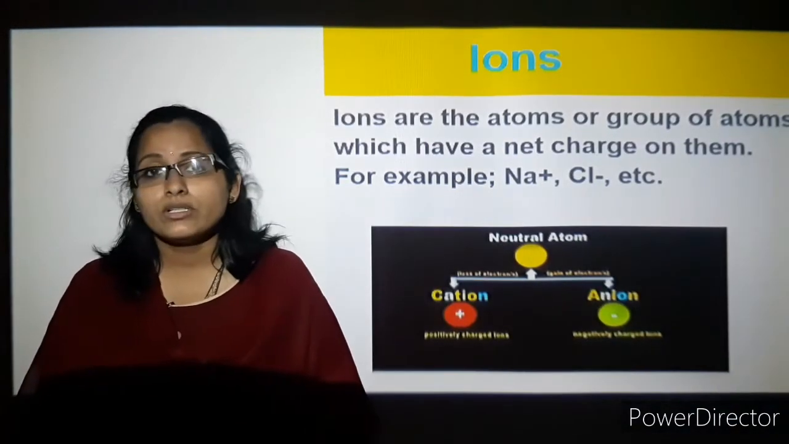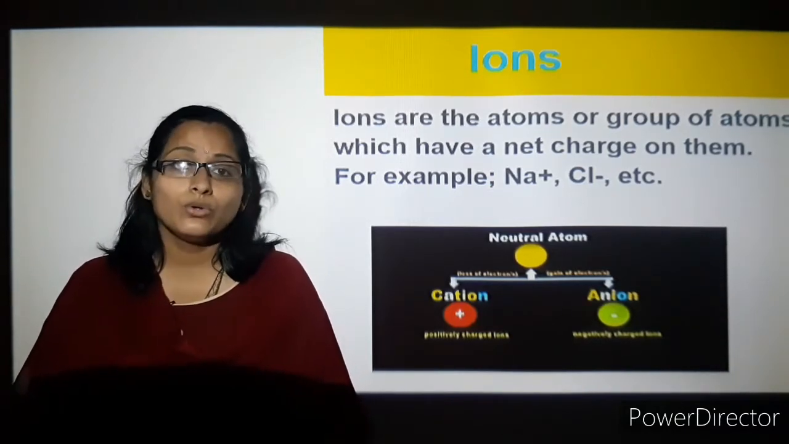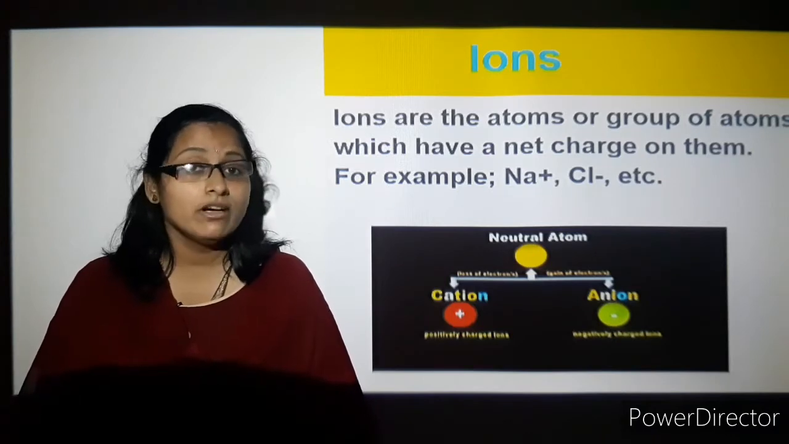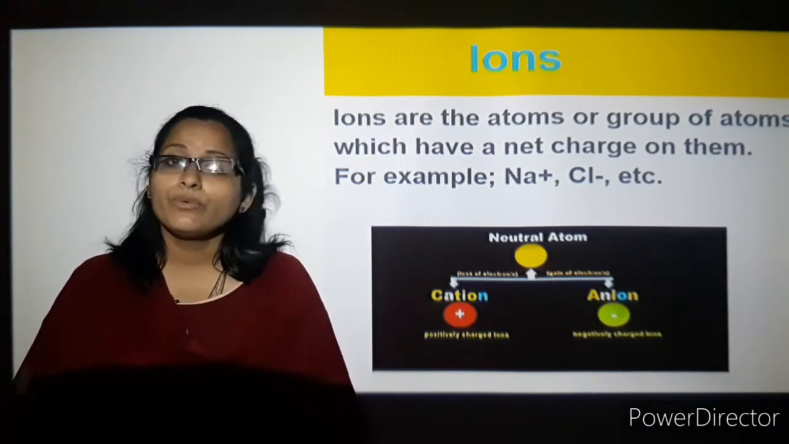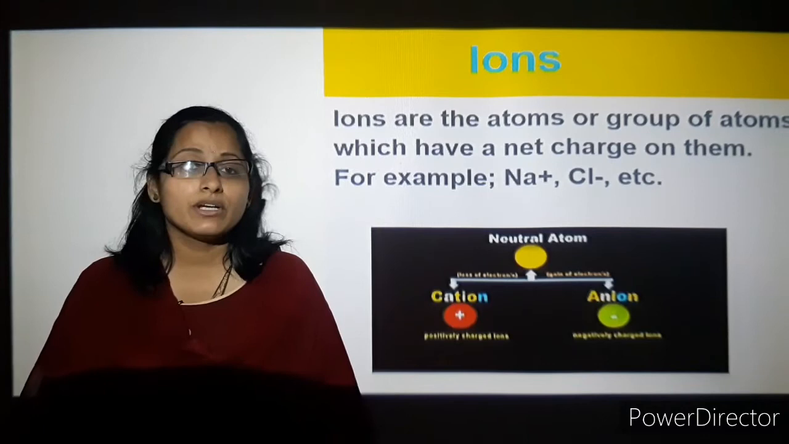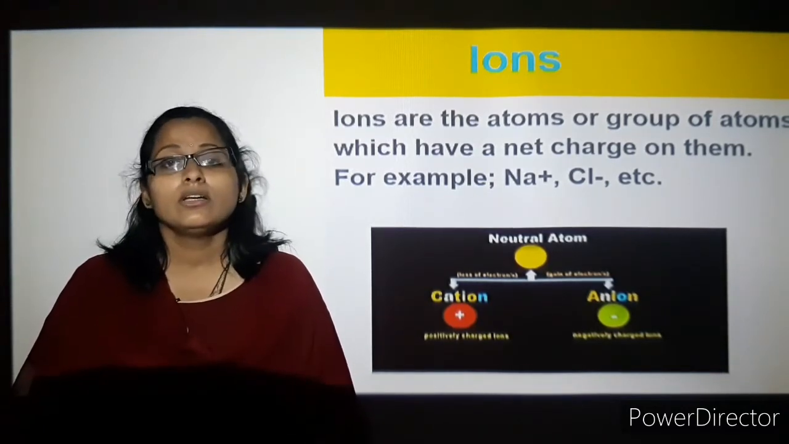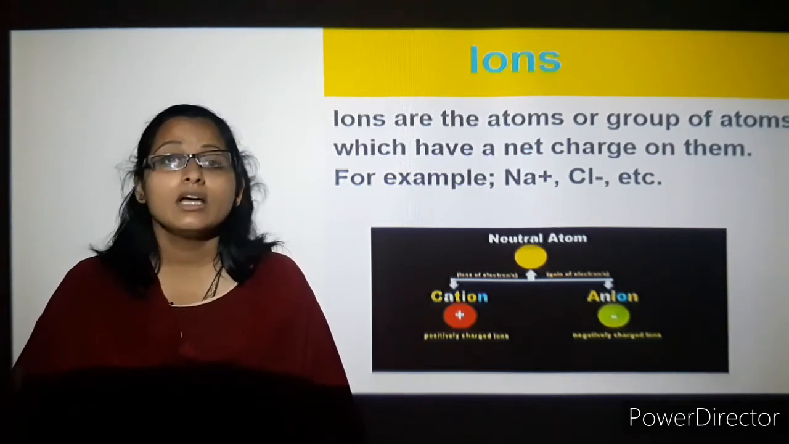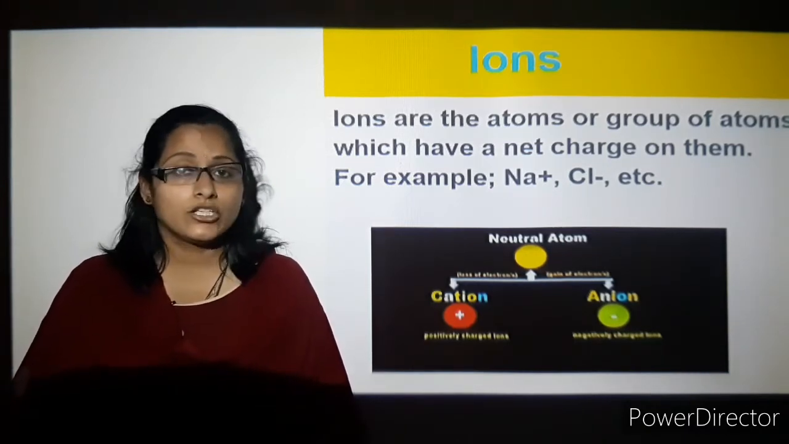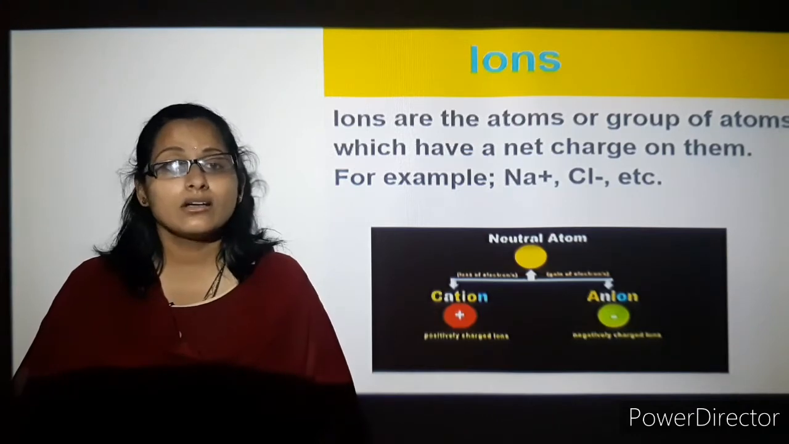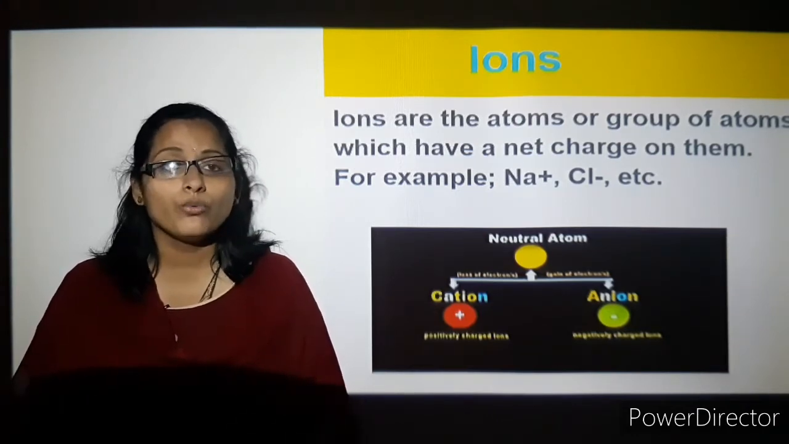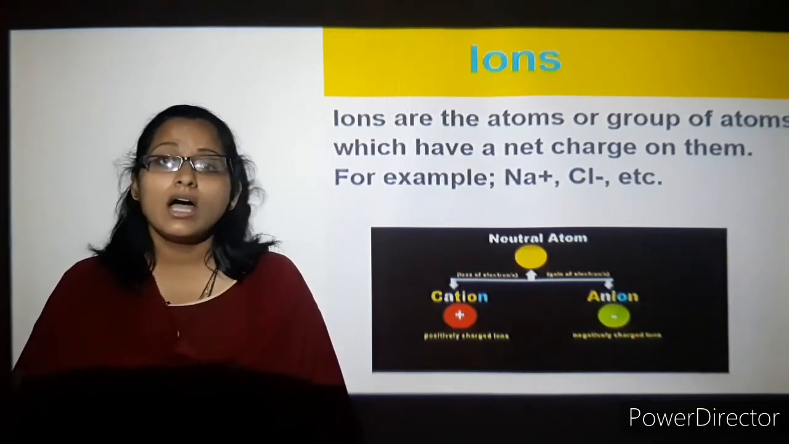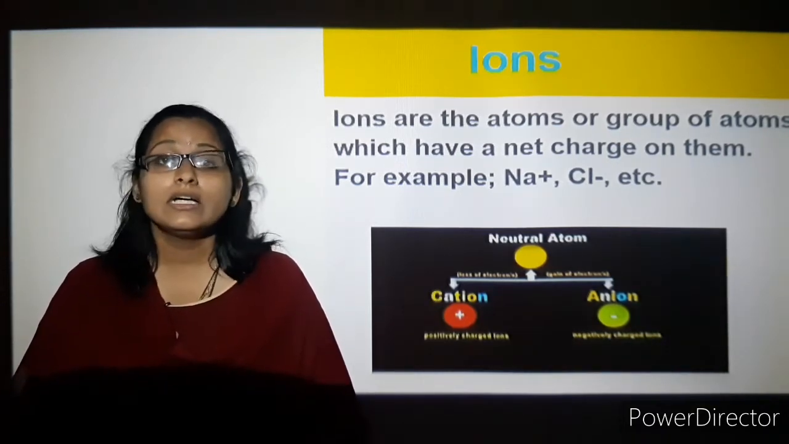So what are ions? Ions are those which have a net charge. It can be positive or negative. We already know what atoms are made up of. Inside there is a nucleus, and the nucleus consists of protons and neutrons, and you have the external electrons. These electrons keep on moving, and the charges are based on the electrons. Either it can be positive or negative.